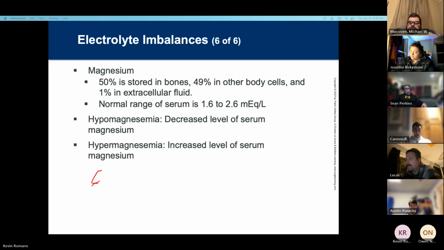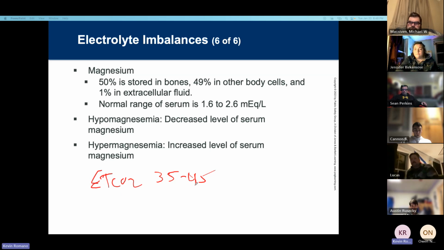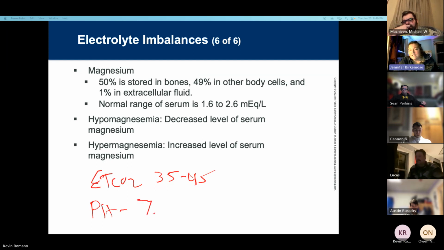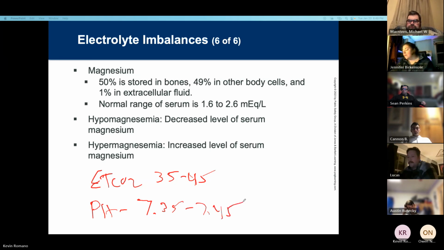So we have end-tidal CO2, which normal range is 35 to 45, right? Then the other one is, what is it? The pH scale. pH scale. And what's our normal value? It's 7.35 to 7.45. Excellent. All right, so 7.35 to 7.45.